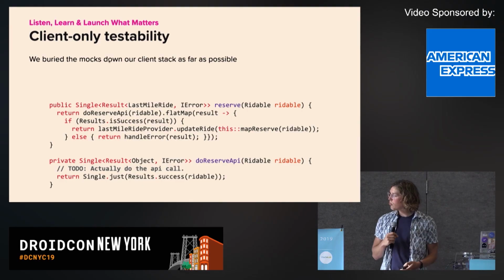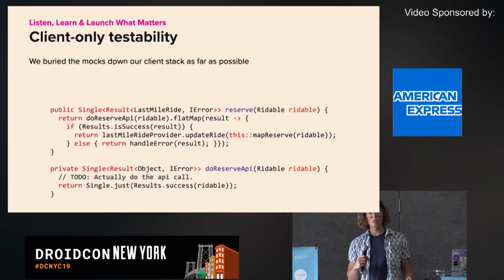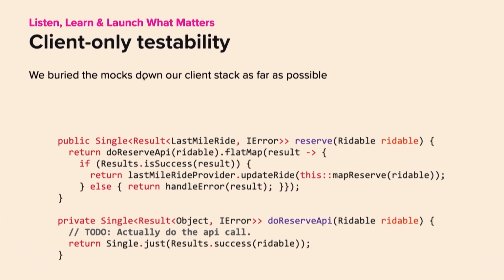So for the client, what we did was just put in a ton of mocks. They started out at the top layer, and as we developed more and more of our client, we buried them farther and farther until they were basically just mocking API calls, which was great. Just need to remember, once you remove those, it doesn't always work.